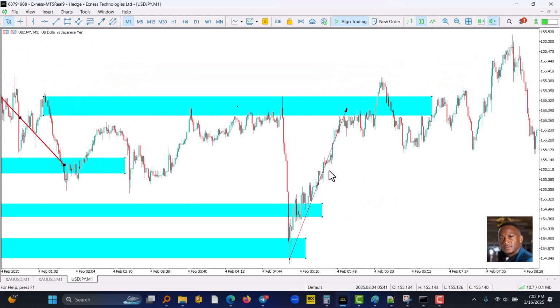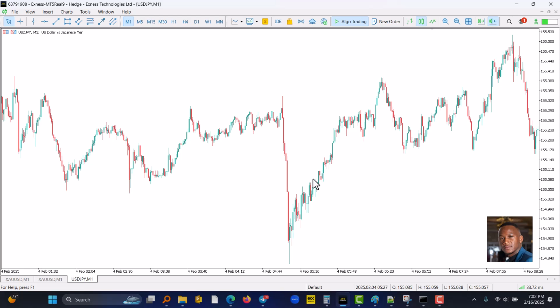As you can see, this was a very good way to enter a sniper entry. You could have entered right there. Even if your stop loss gets hit, you wait for it to come back to this base, and then you can just enter a buy again. So let's do other examples and see.